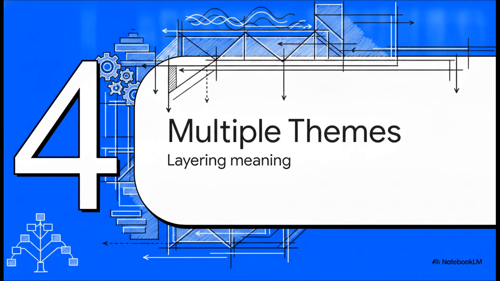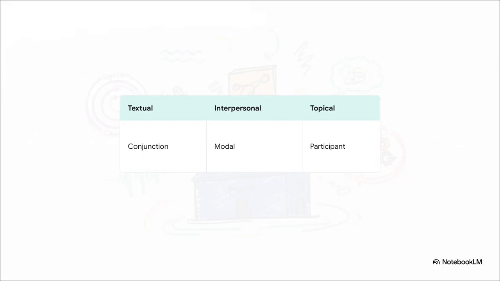All right, Section 4, layering multiple themes. You know, a theme isn't always just a single word. It can actually be multiple elements intricately stacked together. We can break these down into three distinct structural vectors. First, the textual, which links back to previous discourse. Second, the interpersonal, which projects the speaker's own angle or attitude. And finally, the topical, which is the actual experiential core of the message.